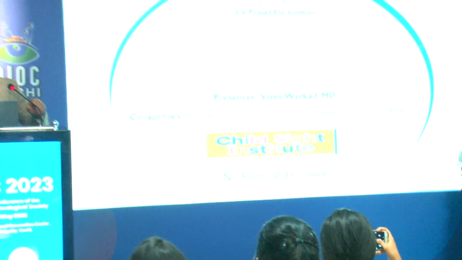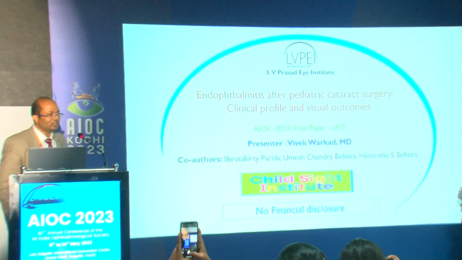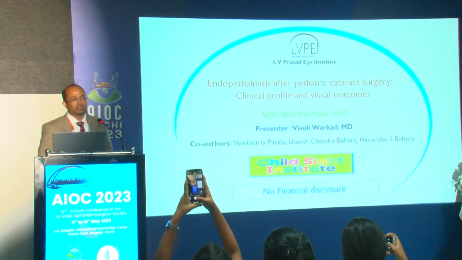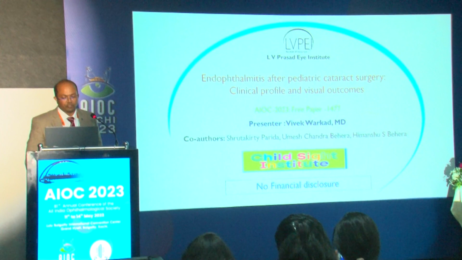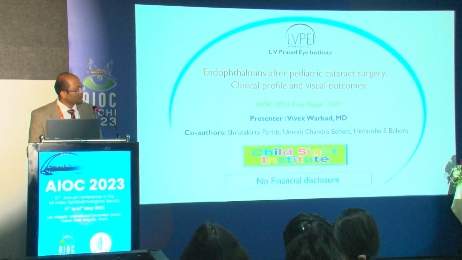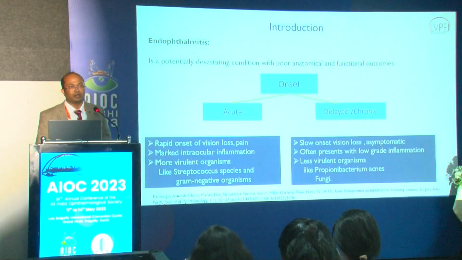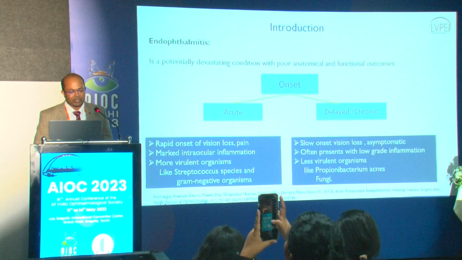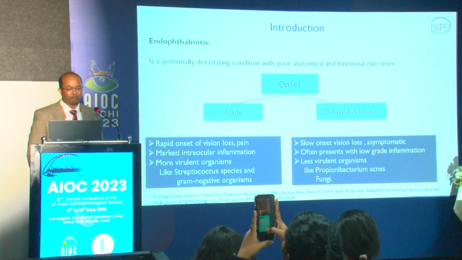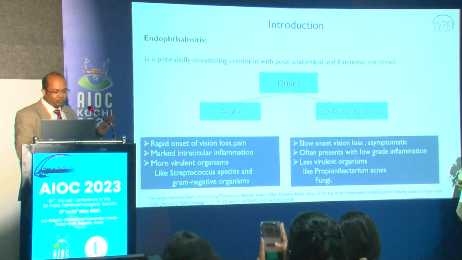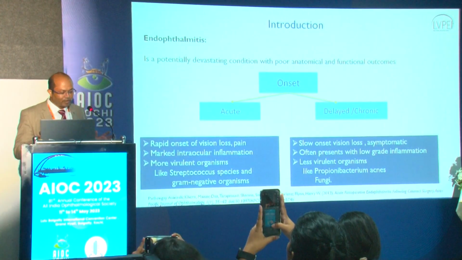So basically, today I am going to present a work titled Endophthalmitis After Pediatric Cataract Surgery: A Clinical Profile and Visual Outcomes. I do not have any financial disclosure for the slides which I am going to show here. As we all know, endophthalmitis is a potentially devastating condition with a poor anatomical and functional outcome. If you look at the onset, it could be acute, or delayed or chronic onset.